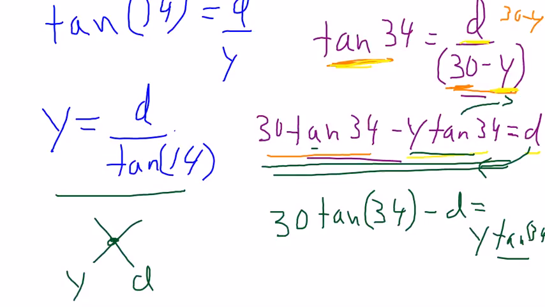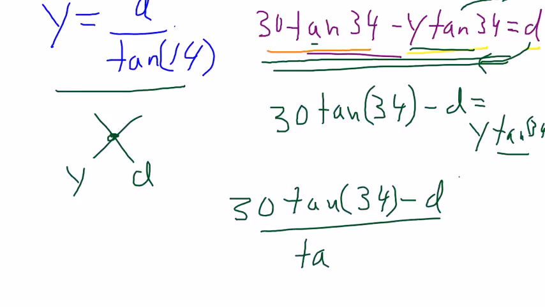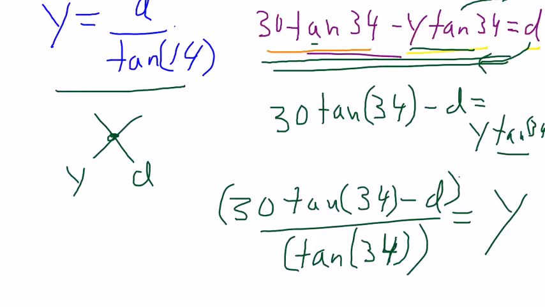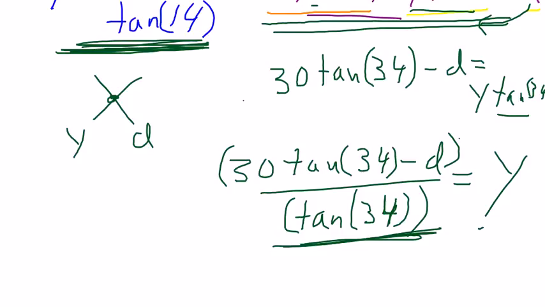I'm going to divide everything by tangent of 34. So on the left side, I get 30 tangent 34 minus d, divided by tangent 34, and this equals y. Okay, be careful putting this into your calculator. You're going to need parentheses on both sides here. The other side, this blue one up here, should be fine. So put this in as y equals. Put this in as y equals.